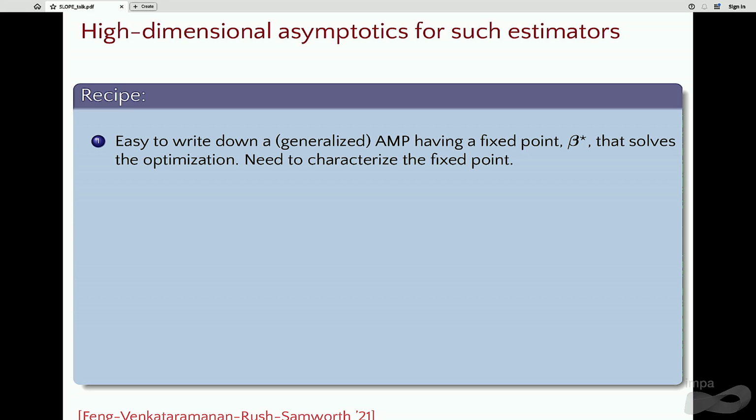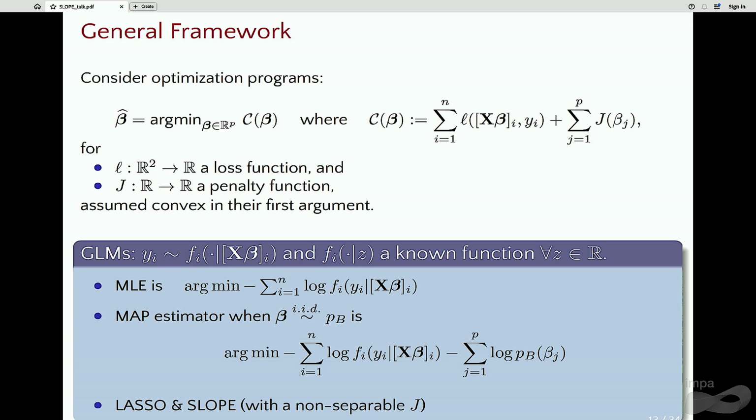So basically, the way that we can use AMP to study these estimators is the following. It's easy to write down an AMP algorithm whose fixed point solves the optimization. So in particular, I know how to write down an AMP algorithm that if you initialize it randomly, let's say, then the fixed point of the algorithm is going to be one of the minimizers of this cost.